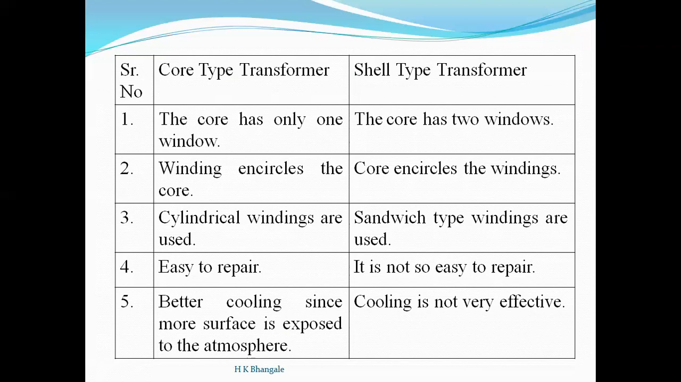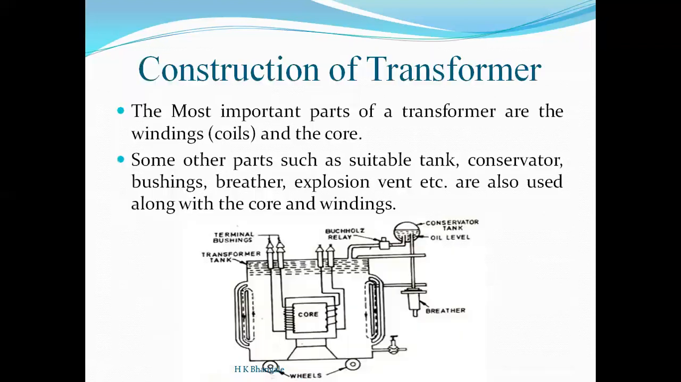Then the next point of differentiation is better cooling in core type, since more surface is exposed to the atmosphere, while in shell type transformer, cooling is not very effective.